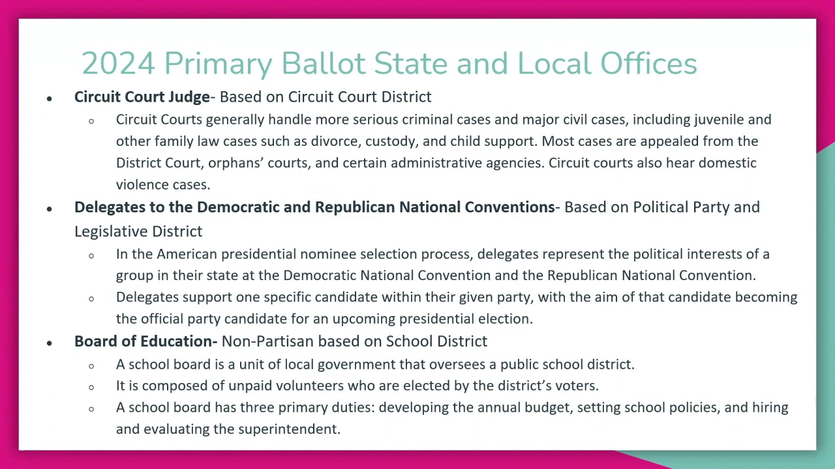In the American presidential nominee selection process, delegates represent the political interests of a group from their state at the national conventions. Both parties have a national convention, the Democrats and the Republicans. Delegates support one specific candidate within their given party with the aim of that candidate becoming the official party candidate for an upcoming presidential election. You may vote for the actual delegates or alternate delegates on your primary ballots.